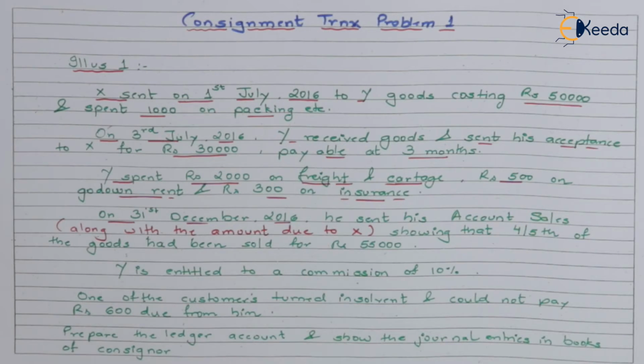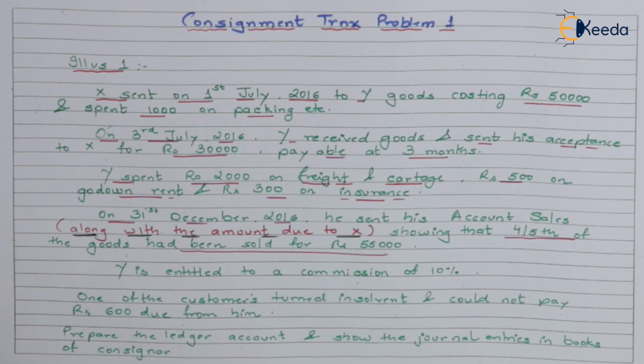On 31st of December, X received an account sales from Y. So these were the details of the sales that had been done from July till December, and the details of everything were sent in this account sales, which includes the amount due to X itself. And the account sales states that 4/5 of the goods were sold for rupees 55,000. So out of whatever quantity of goods he received, 4/5 of the goods were sold for 55,000 rupees.